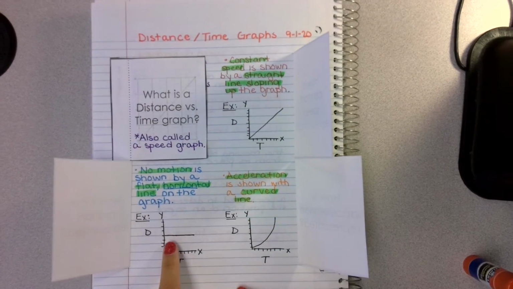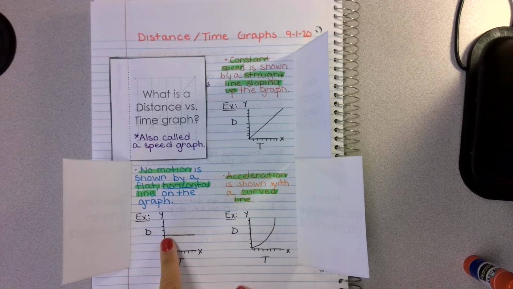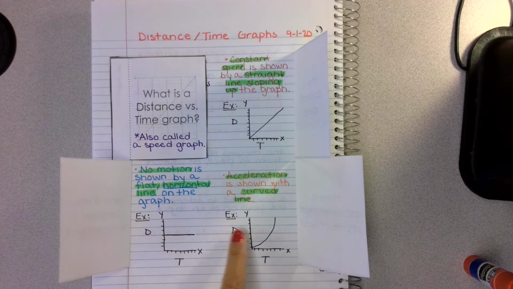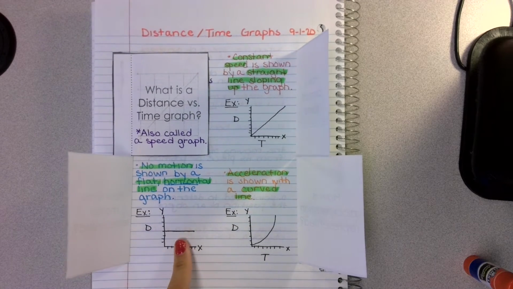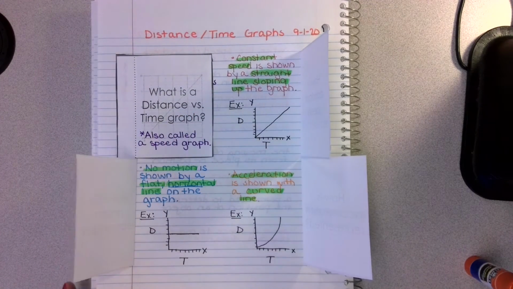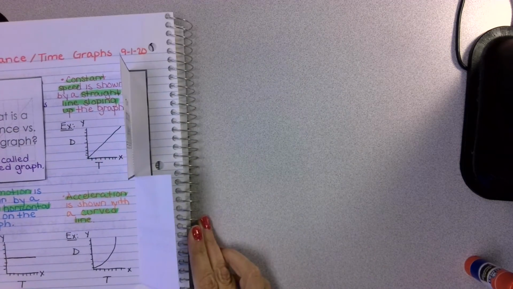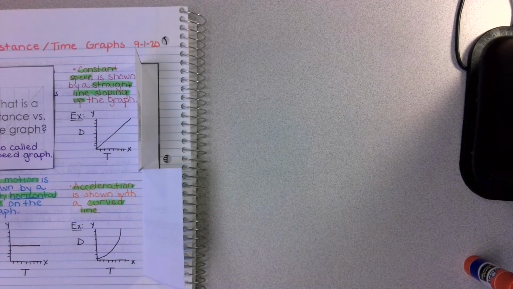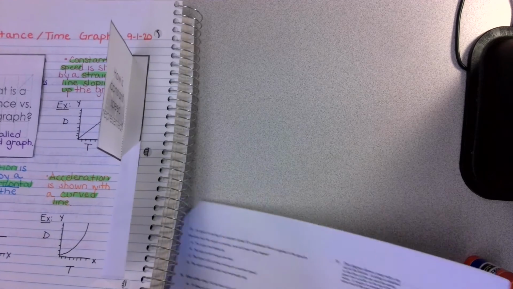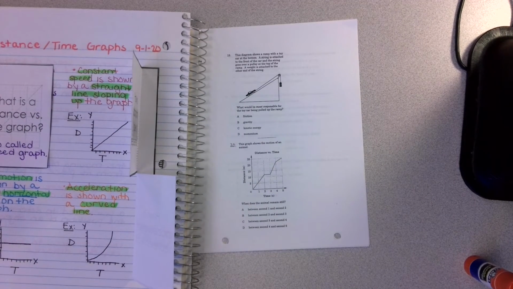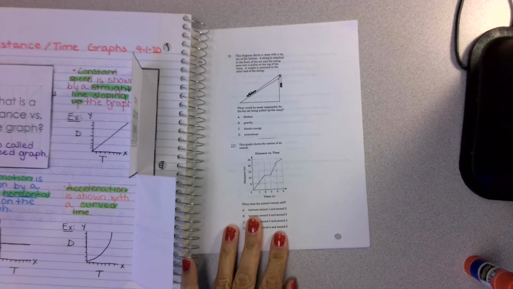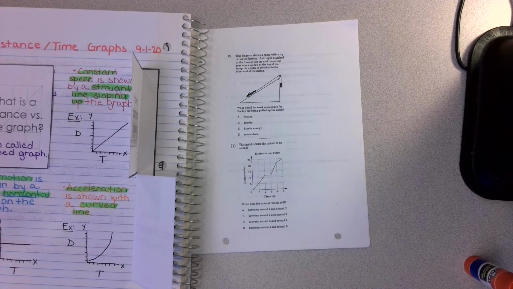No motion, what does no motion look like? It's a straight line. Now, your graphs can be a mixture of these. They might not just be all the same thing, so you have to know how to read them. So I'm going to slide that to the side. And no, you guys do not have this paper, so I'm going to show you this paper, and we're going to use it for reviewing this.